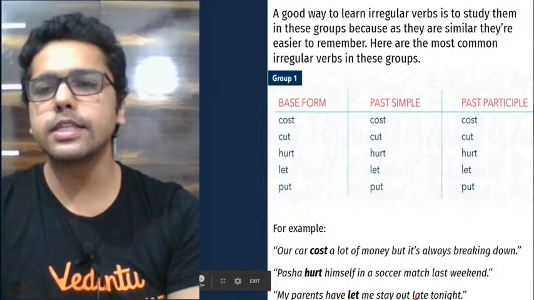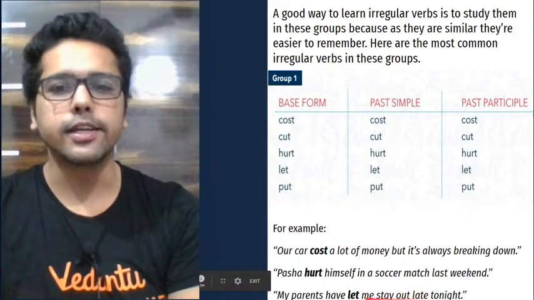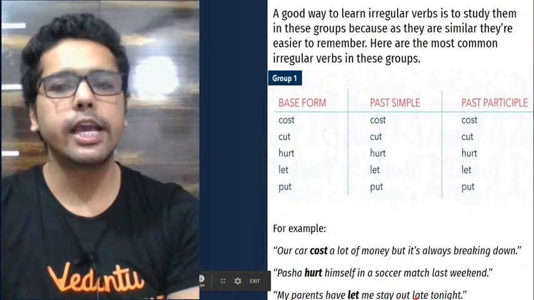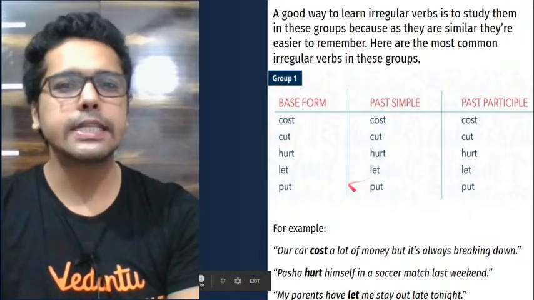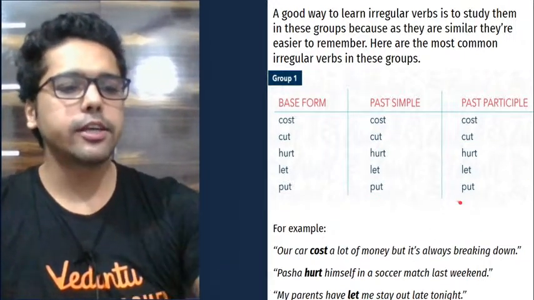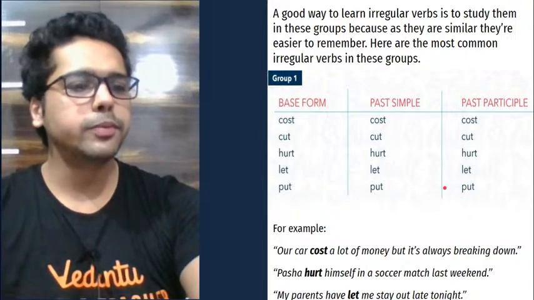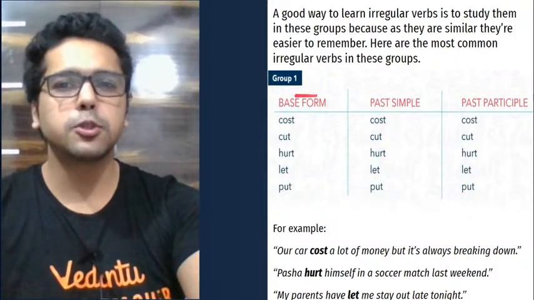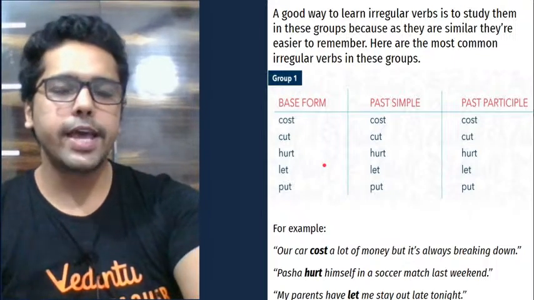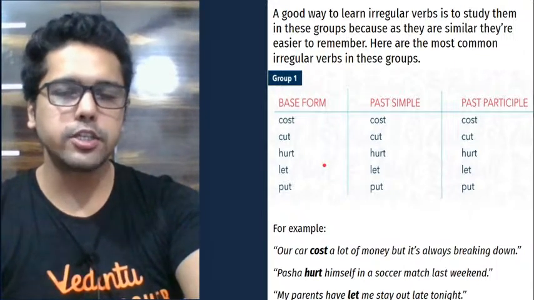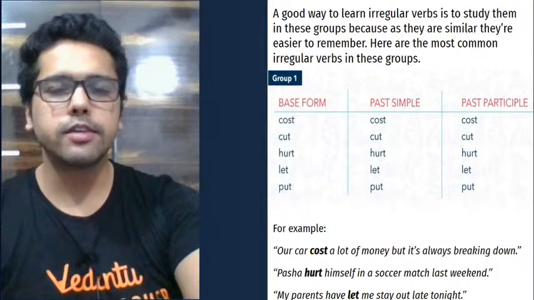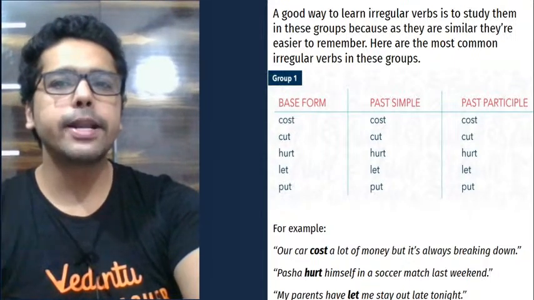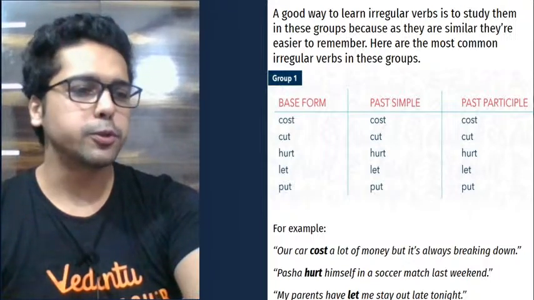Look at the third example. My parents have let me stay out late tonight. So let, not letted. Guys, all of you, please take a screenshot of this. This is the first group, where the base form, which is the first form, the second form, which gives a simple past, and the third form, which is the past participle, all remain the same. First group.